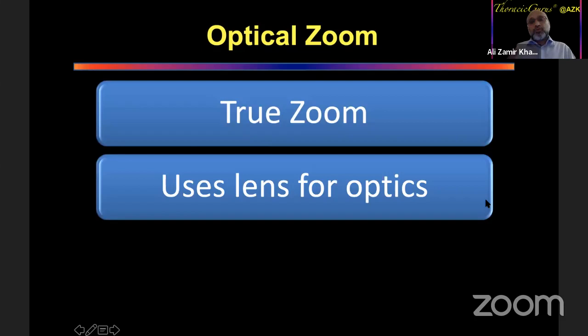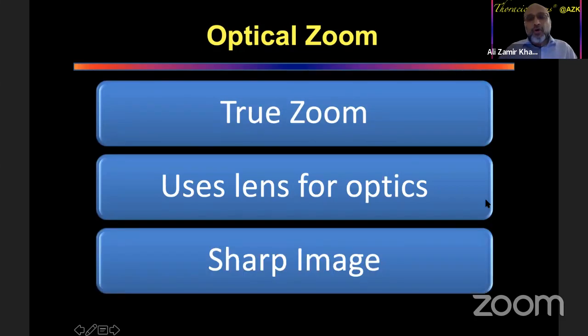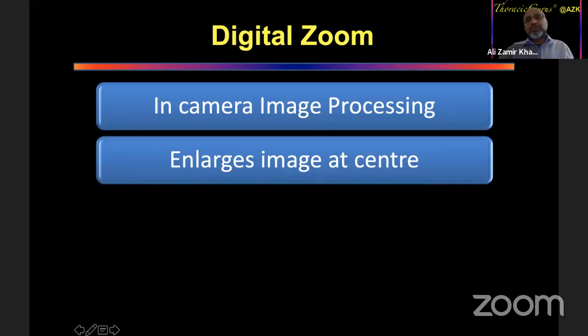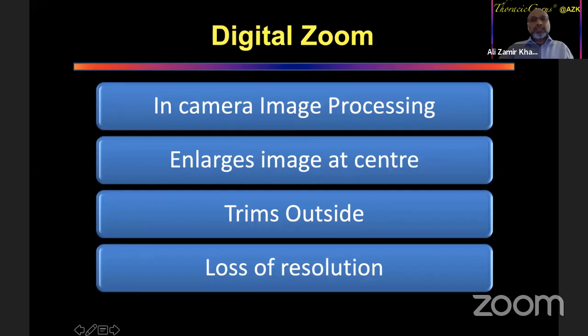So this is a true zoom, it uses lenses for the optics, and the image is always sharper. And mind you, nowadays we are doing so much processing, particularly when you take that image into software and sit down to edit it, the sharpness of the image really matters. I'll tell you the number of times I've sat down to edit and found that it looked great on my phone, but the moment it came onto my 28-inch screen on which I do my video editing, it's completely useless, okay? So never use digital zoom. Digital zoom is only in-camera image processing. It enlarges the image at the center, trims the outside, but there is serious loss of resolution, and there is what is called pixelation. That is not such a good idea, okay?